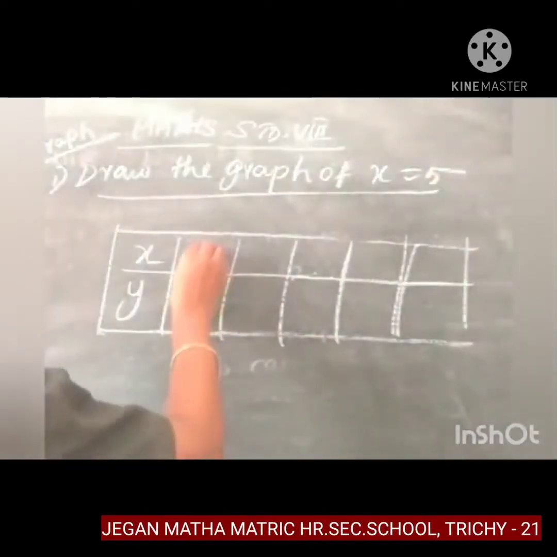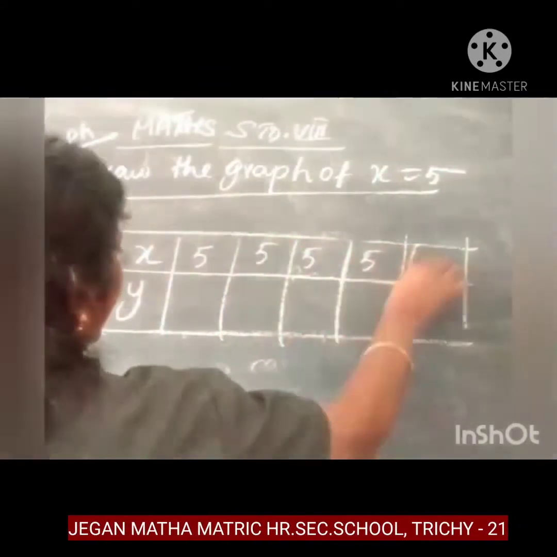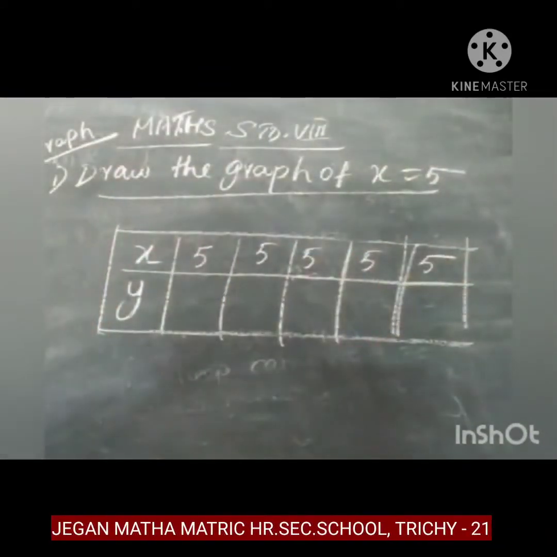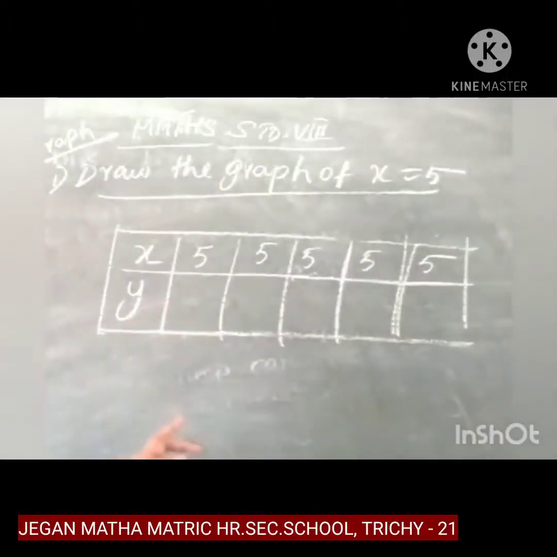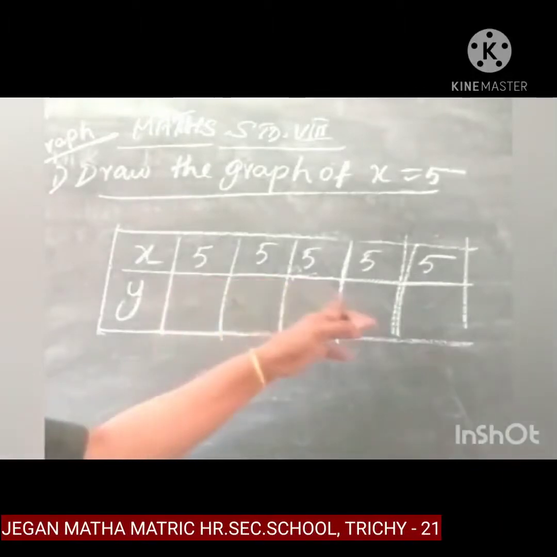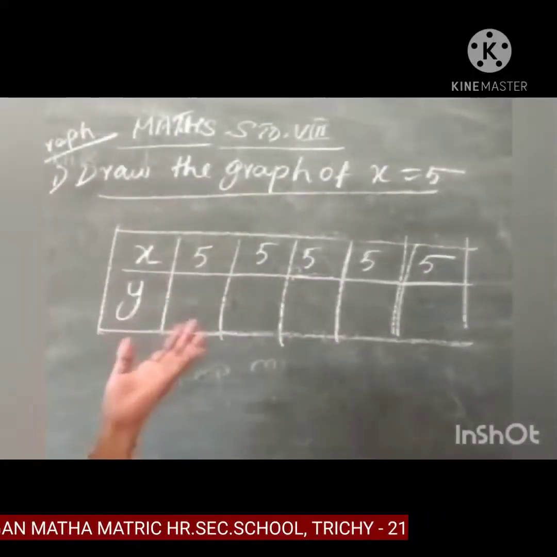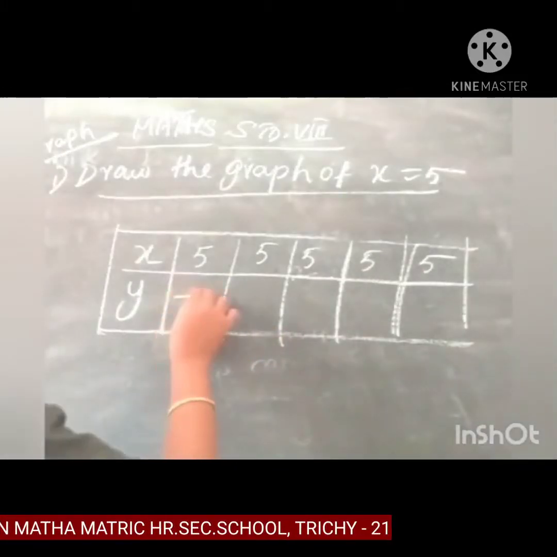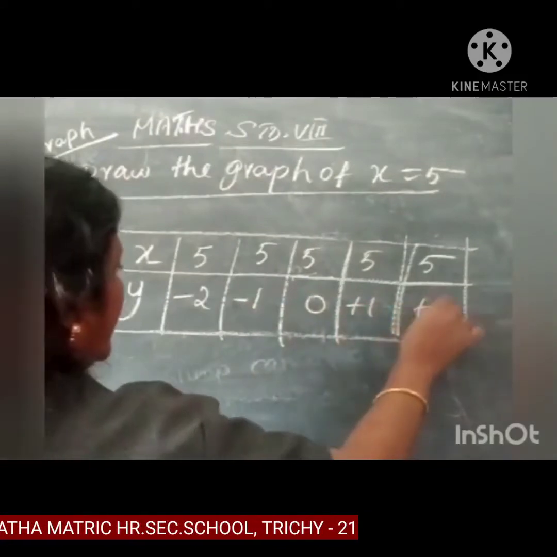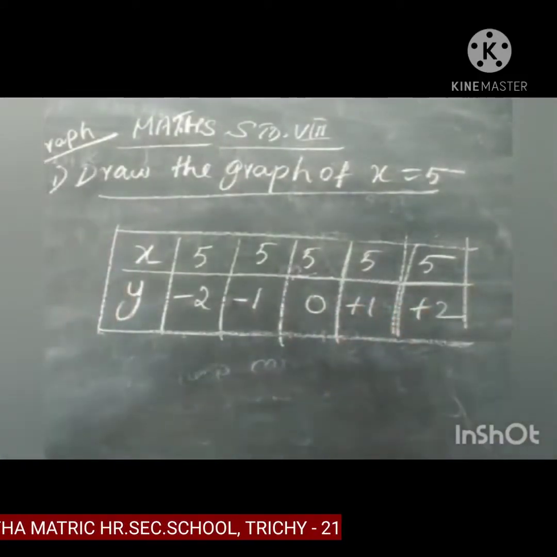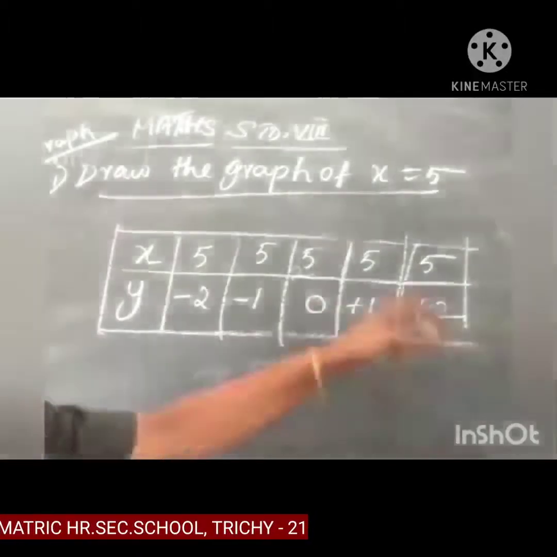So all the x values are 5, 5, 5 only. Okay, 5 points. In those 5 points, the x value is 5 only, always 5. So you can put that 5. Now we can apply the values of y. You can select any values: -2, -1, 0, +1, +2. Select any two minus values, 0, and plus values.